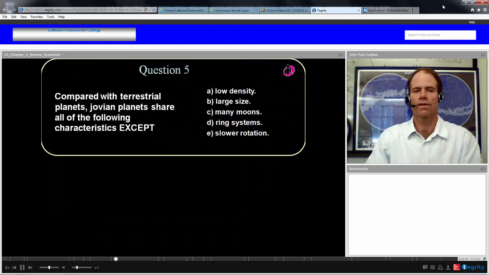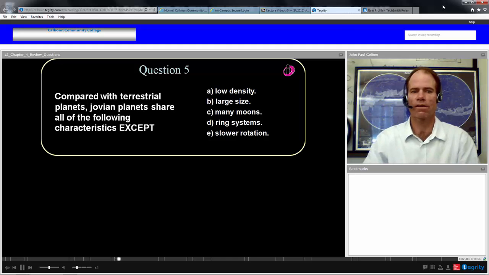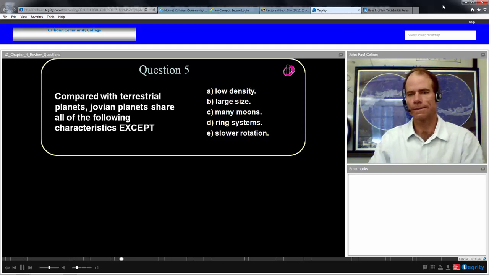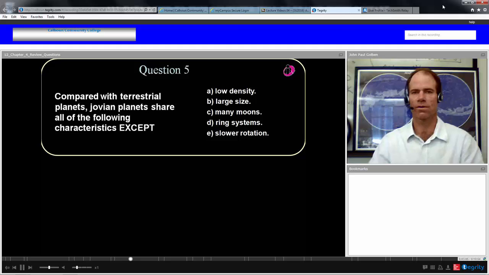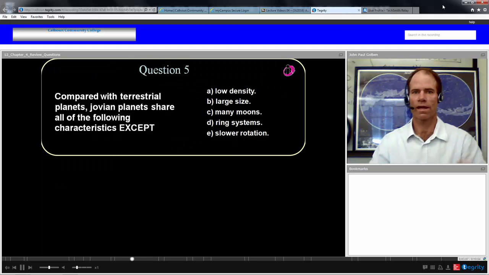Question 5. Compared with terrestrial planets, Jovian planets share all the following characteristics except, well, all the Jovian planets have low density compared with the terrestrial planets. The density of the Jovian planets is on the order of 1 or 2, which is on the order of water ice or rocky ice, and the terrestrial planets are much more dense.